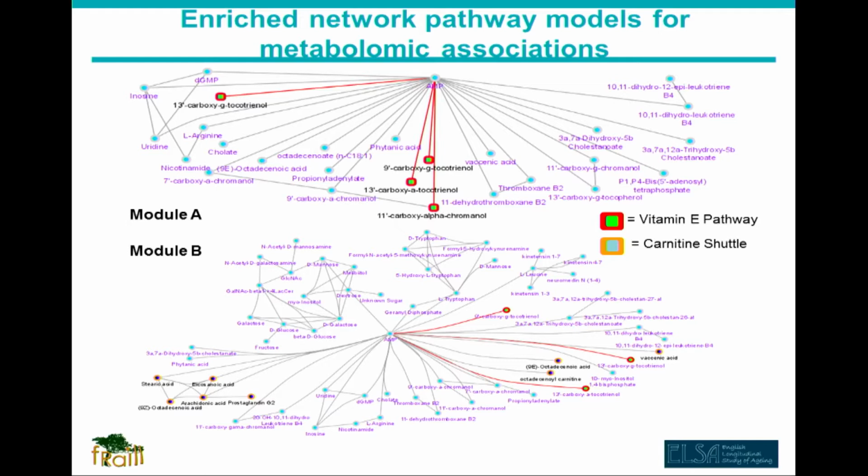So those items that you might be able to see that are red and green are present in both of those modules. And then those that are related to the carnitine shuttle, those that are orange, and I think that's grey, it might be pale blue, are only in module B.